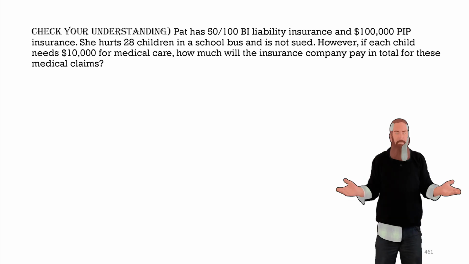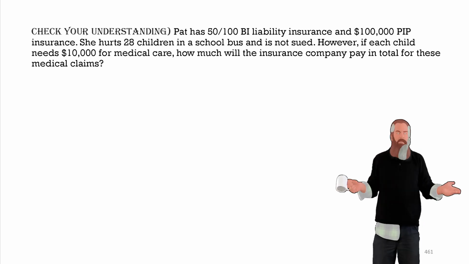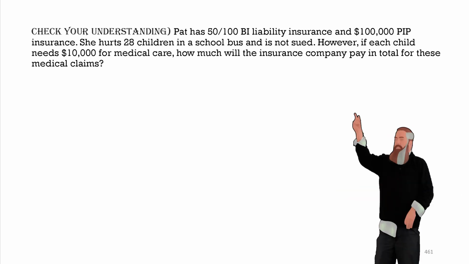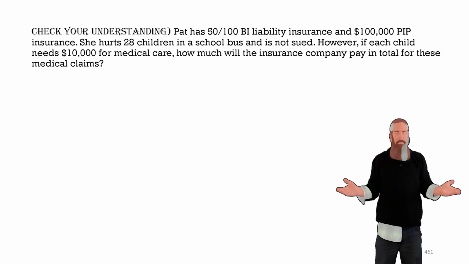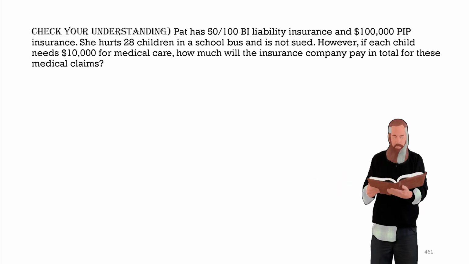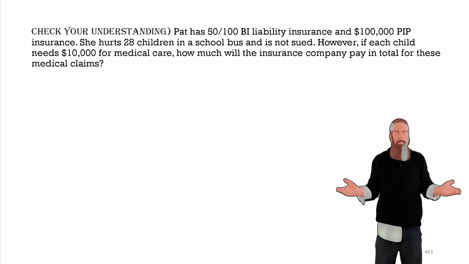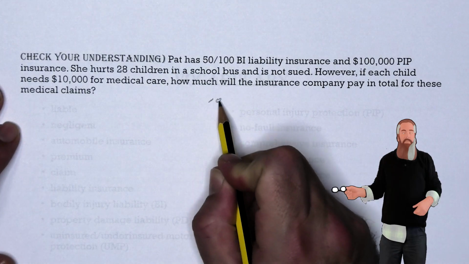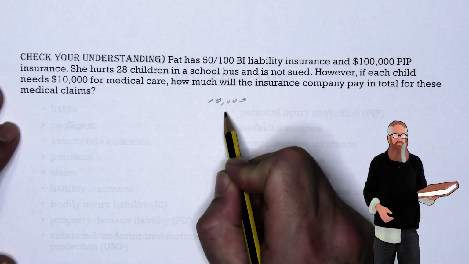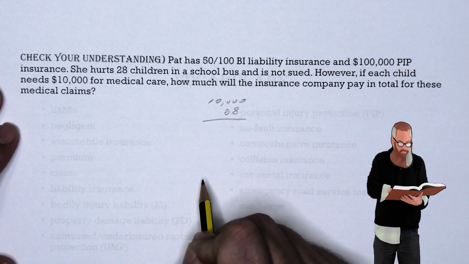Pat has a 50/100 bodily injury liability insurance and a $100,000 PIP insurance. She hurts 28 children in a school bus and is not sued. However, if each child needs $10,000 for medical care, how much will the insurance company pay in total for these medical claims? Well, there are $10,000 per claim and 28 claims.